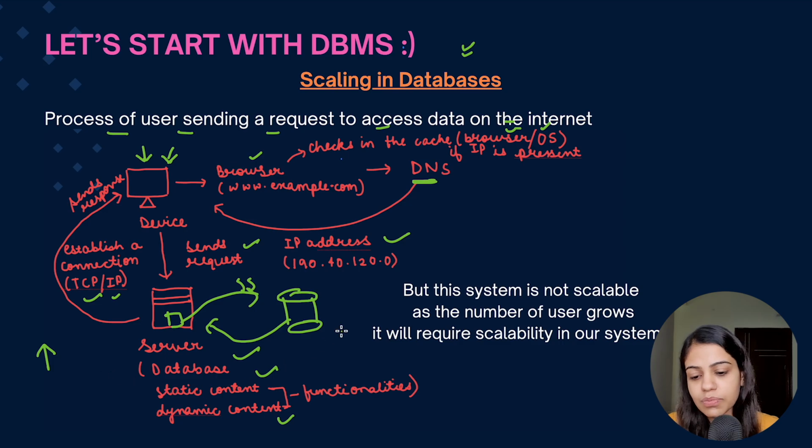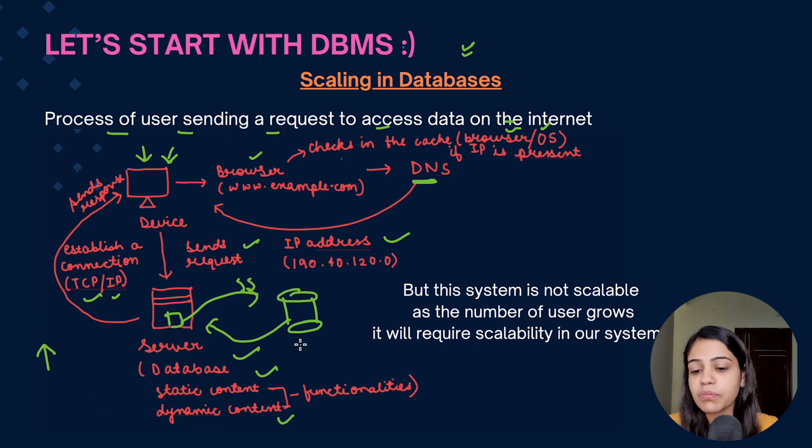Again, if you see this particular architecture, consider if there is any crash which has happened at the server. We won't be able to get the results, right? Because there could be multiple users who are making the request and the server can't handle that much load. So there could be a crash in the server. There could also be a crash in the database. Then again, we won't be able to fetch our details.